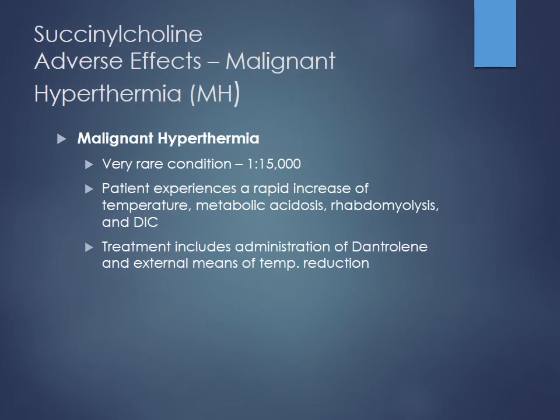Then we mentioned malignant hyperthermia. Again, obviously we're going to give dantrolene. How do you notice if a patient's developing malignant hyperthermia? Obviously, you're looking at the temperature, looking for new onset acidosis, rhabdo, DIC, all those things. So rare, but you want to be prepared for that.